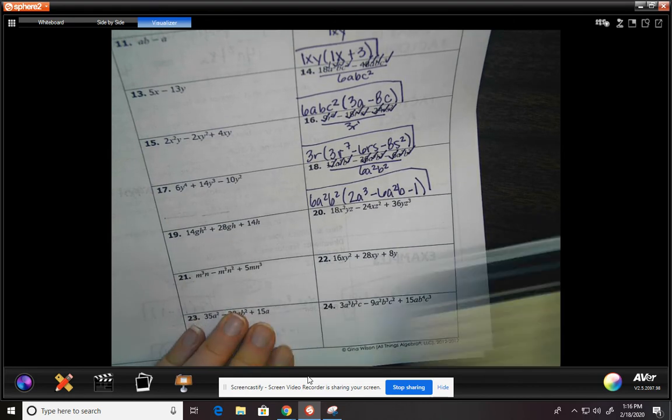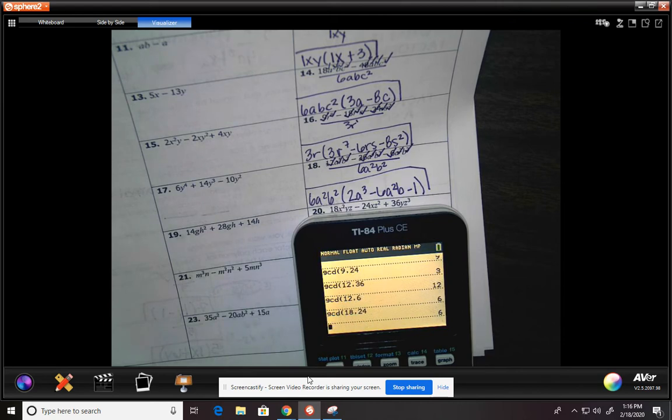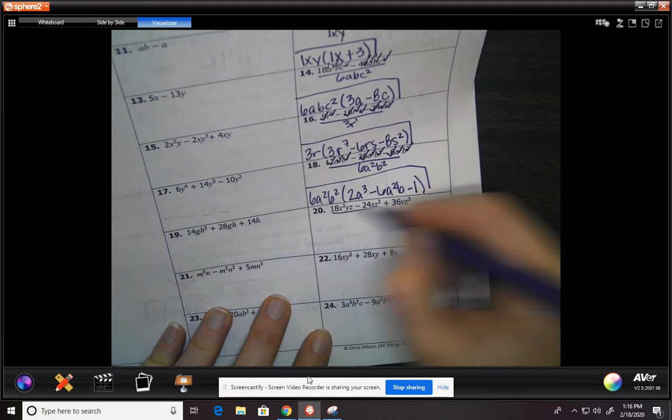Okay, for 20, math over 9. We're going to do 18 and then 24, and I get a 6. So then math over 9. We're going to do 6 and 36. Woo, I forgot the comma. So the biggest thing I can divide out is 6.